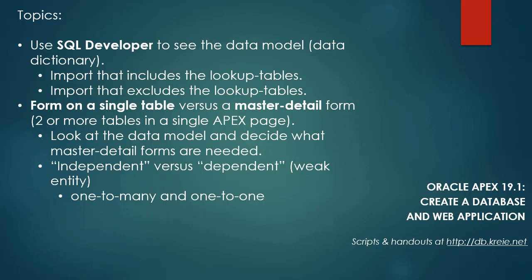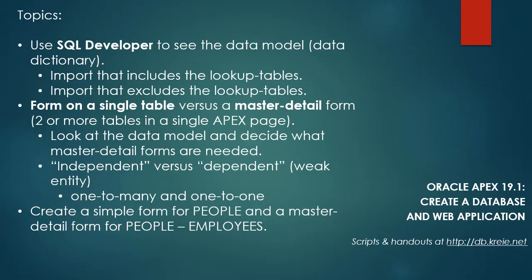And this has to do with what you could describe the table as independent or dependent. Sometimes the data in a table is dependent on the existence of data in other tables. So we'll also briefly mention one-to-many and one-to-one. These describe what would be master versus detail or main form versus subform. We'll create a simple form for persons, and a master detail for persons and employees. So I'm going to switch to SQL Developer.